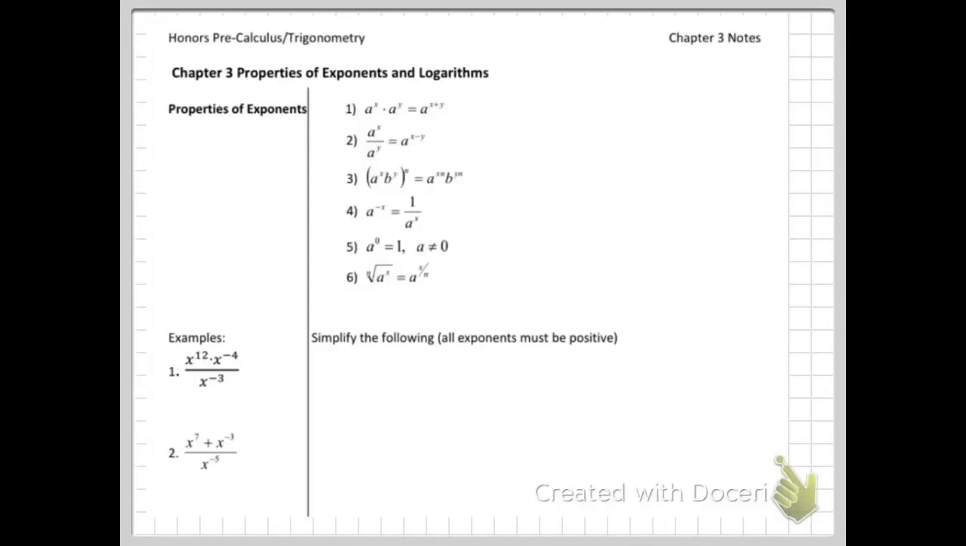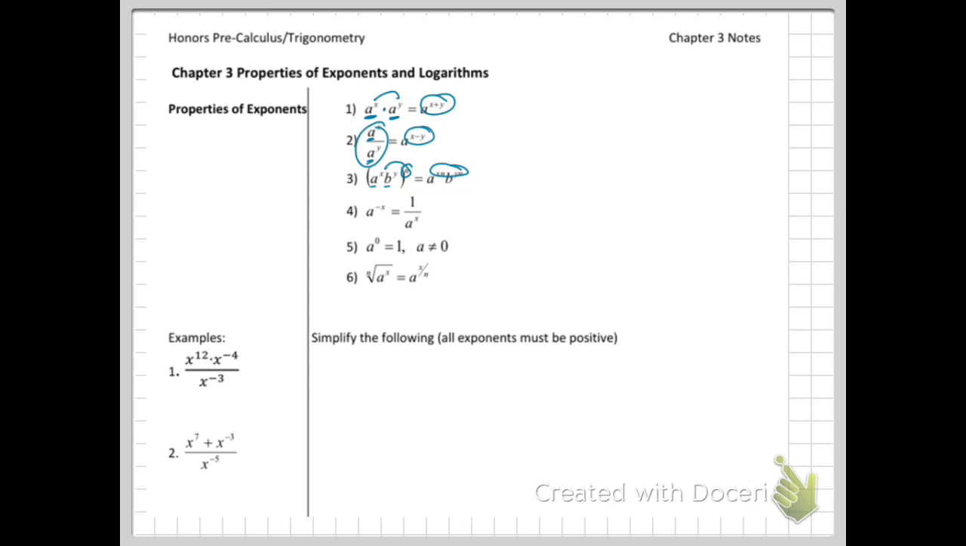Okay, this video is to review our properties of exponents. This should be a review, so if I go too fast, feel free to pause it and rewind it. If you have matching bases and you are multiplying those together, you add the exponents together. If you have matching bases and you are dividing, you subtract the exponents. And if you have anything raised to a power that's raised to another power, you multiply the exponents.